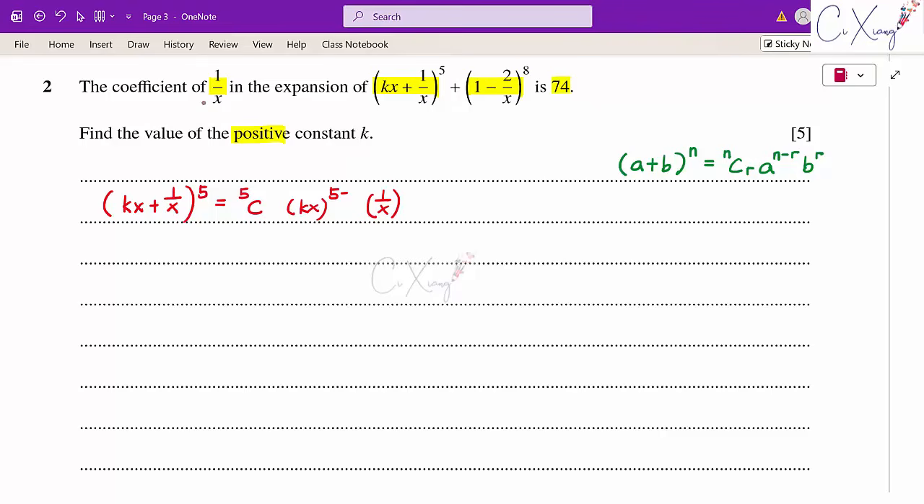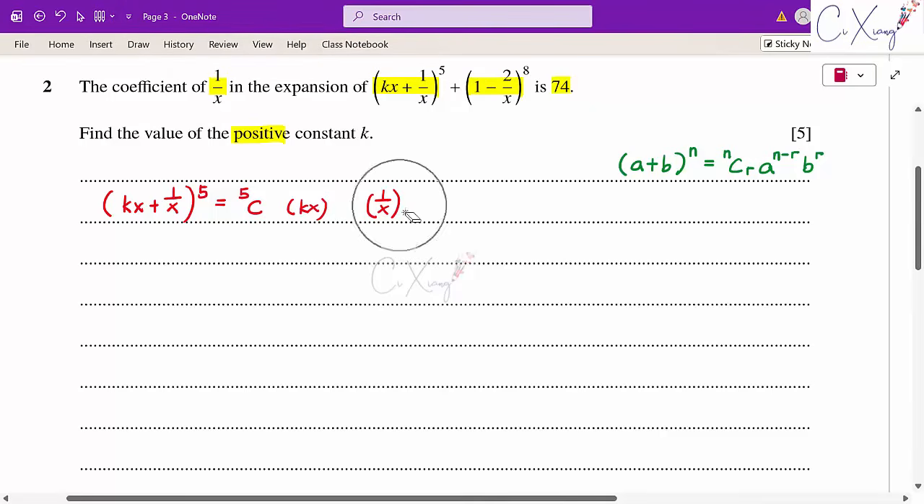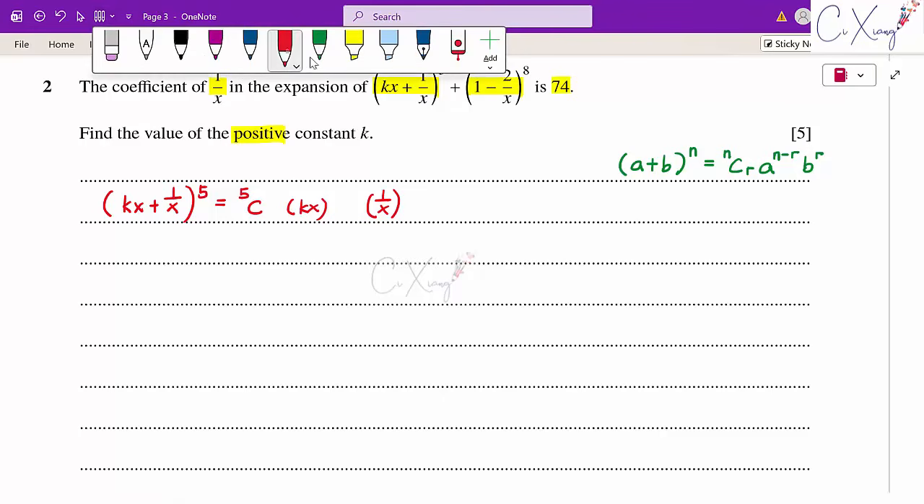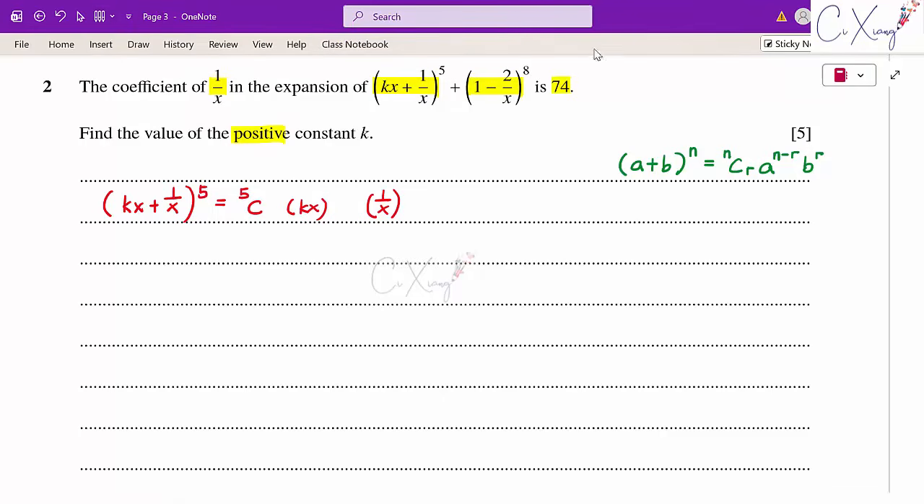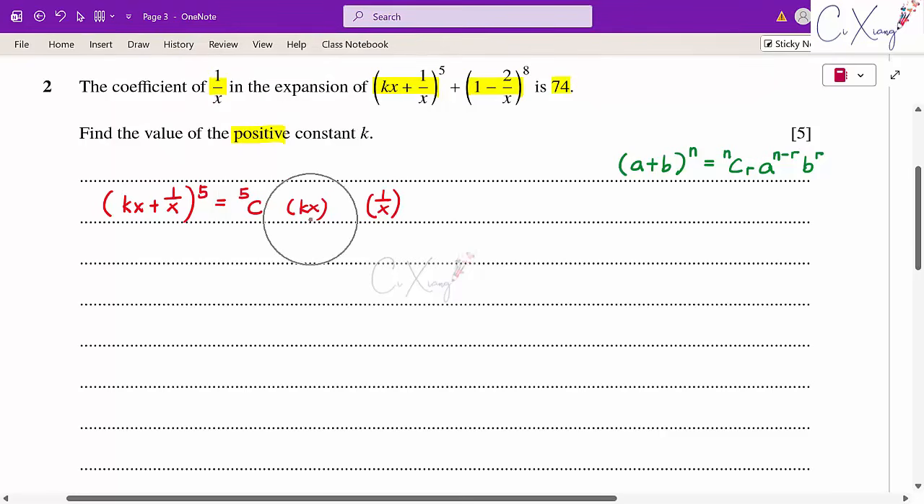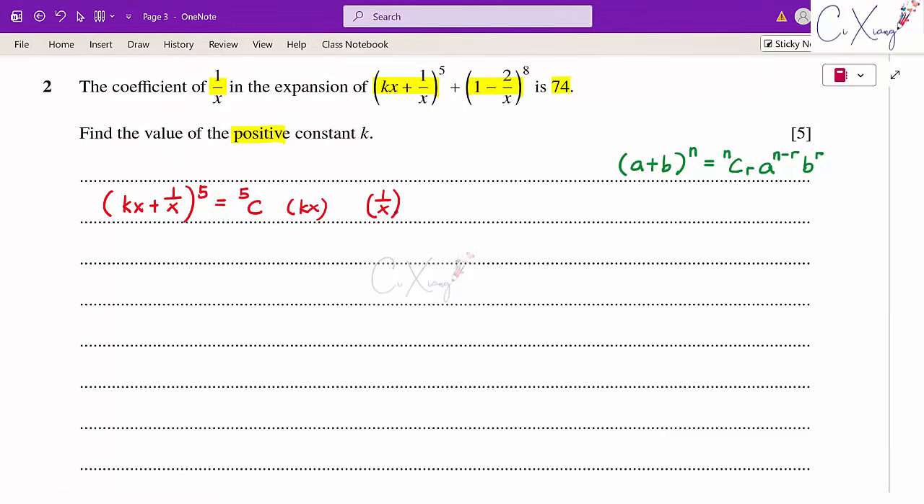For searching the coefficient of 1 over x, there are many ways. I always use the try and error method, where I know that the total power for these two brackets should equal 5. So I need to try and error to search for the power that gives 1 over x. For this bracket, I want 1 over x, so this power must be 1 degree higher than this one.